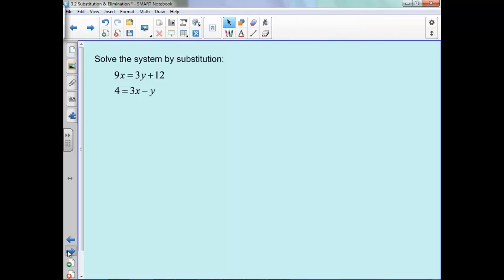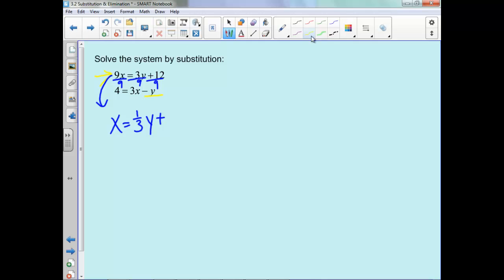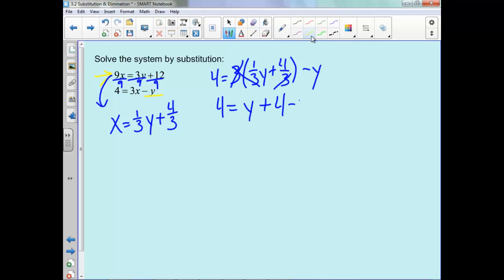And notice we could get this y by itself, or in this equation we could just divide by the 9 and get the x by itself. It doesn't matter. I'm just going to go ahead with this first one and divide everything by 9. And if we have 12 over 9, we can divide them both by 3 and get 4/3. And then just substitute this into the second equation. And notice we're left with 4 equals 4. And this is a true statement.